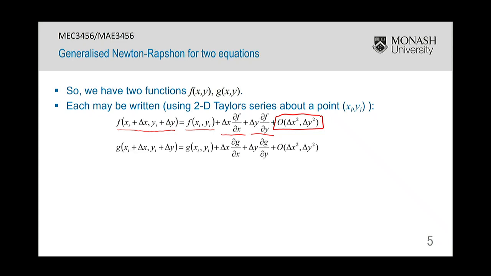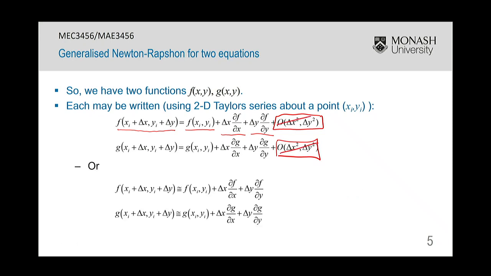Likewise, we can write the two-dimensional Taylor series for g of xi plus delta x and yi plus delta y in a similar form. So we've got these 2 equations here. We're going to ignore the higher order terms, so we're going to get rid of those. That will then leave us with this system of equations here. Okay, so if xi, yi is our current guess for one of the roots of both of these equations, what we're trying to do is find a new point, xi plus 1, which is equal to xi plus delta x. We don't know what delta x is. And yi plus 1 is equal to yi plus delta y.